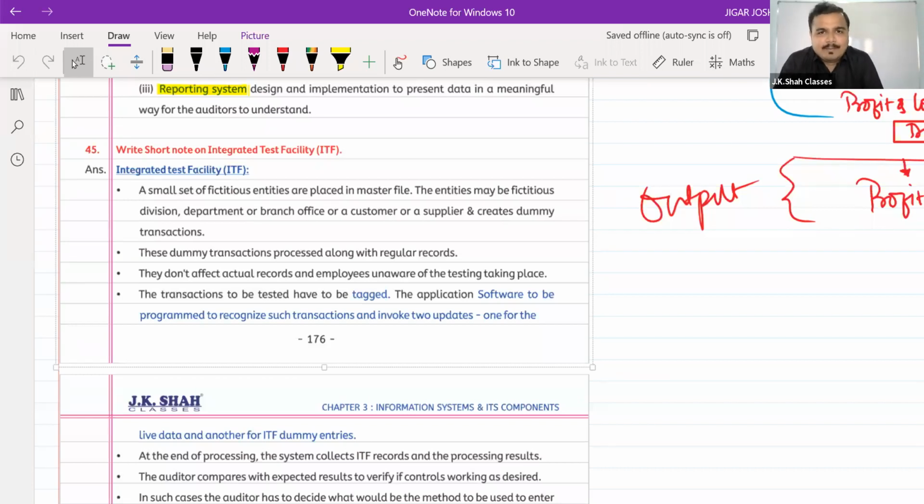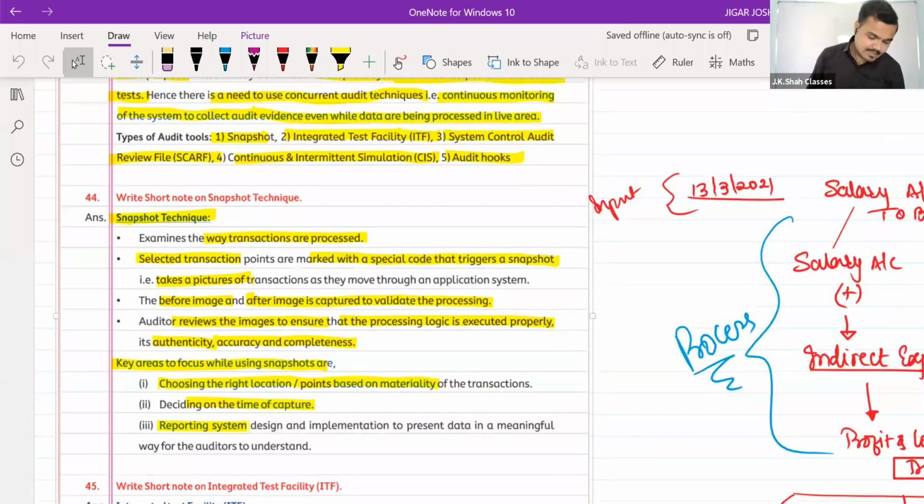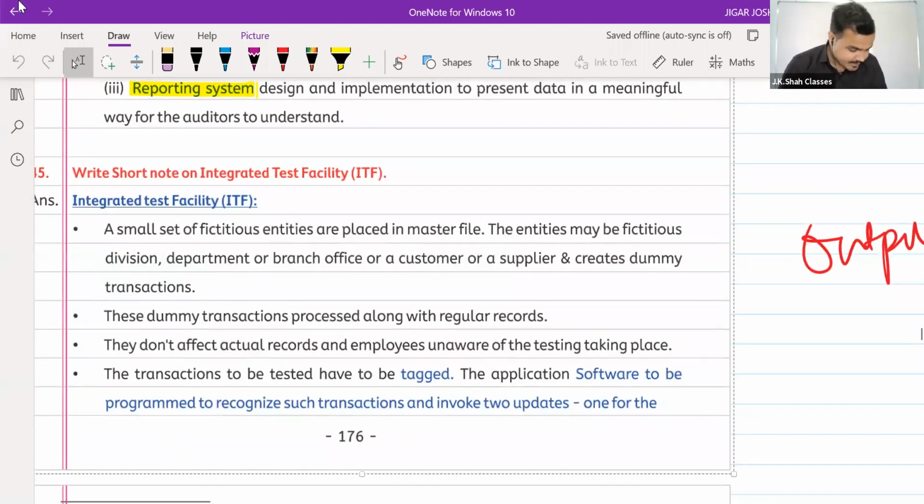Now let's begin our lecture with a very important concept. In my last class, if you remember, I had covered one topic called the snapshot technique. Do you remember that? Yes, sir. Had you studied this concept? Yes, sir. Now, my dear children, we are moving ahead to the next important concept and the second method, which is also called the integrated test facility. Called as what? Sir, integrated test facility, ITF.